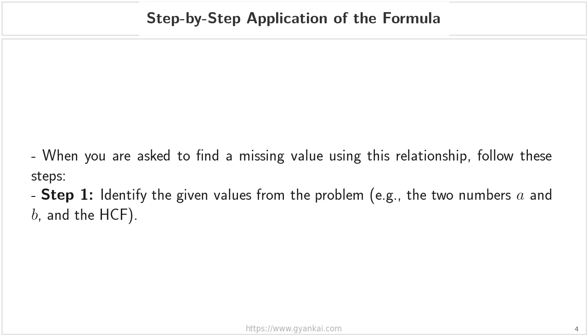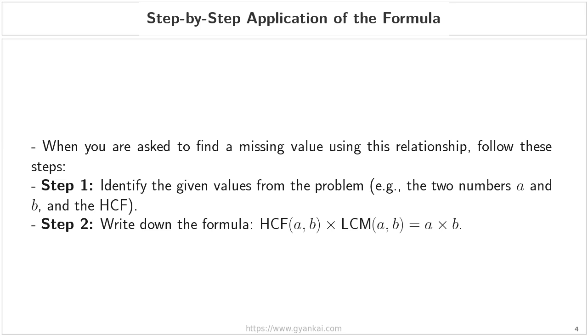First, step 1, start by carefully reading the problem to identify your known values. You need to pick out the two numbers, which we call a and b, and see if the HCF is provided. Step 2, once you have your data, write down the formula clearly. You'll write HCF of a and b multiplied by the LCM of a and b equals a multiplied by b. Writing this down first prevents any confusion later on.